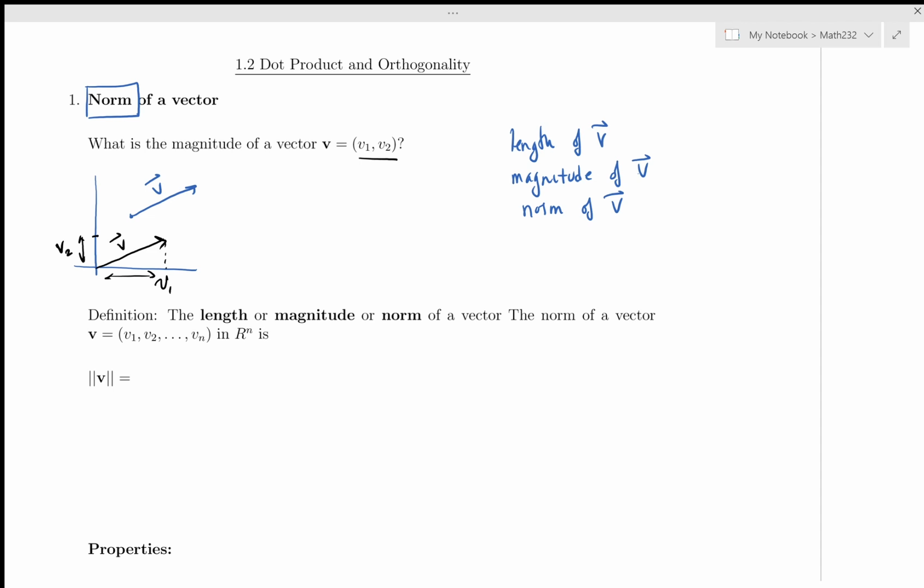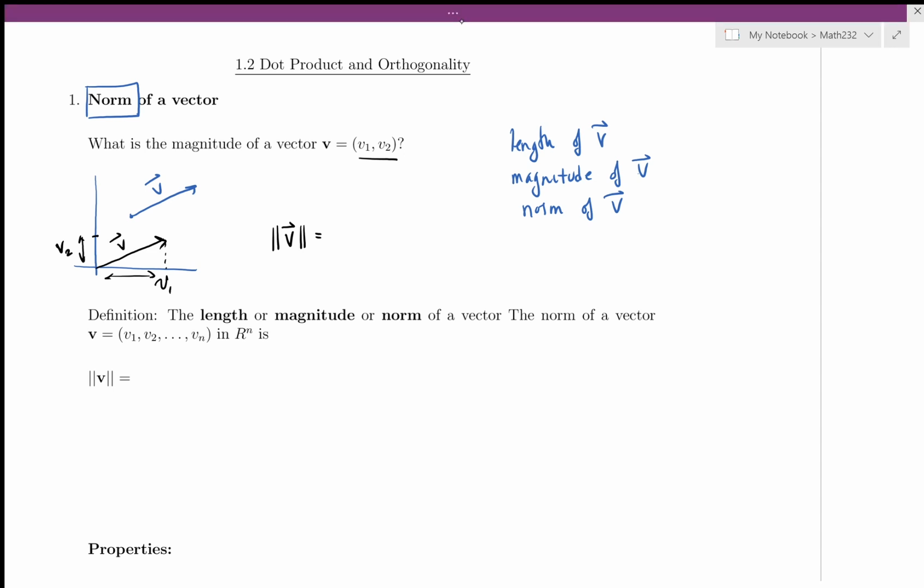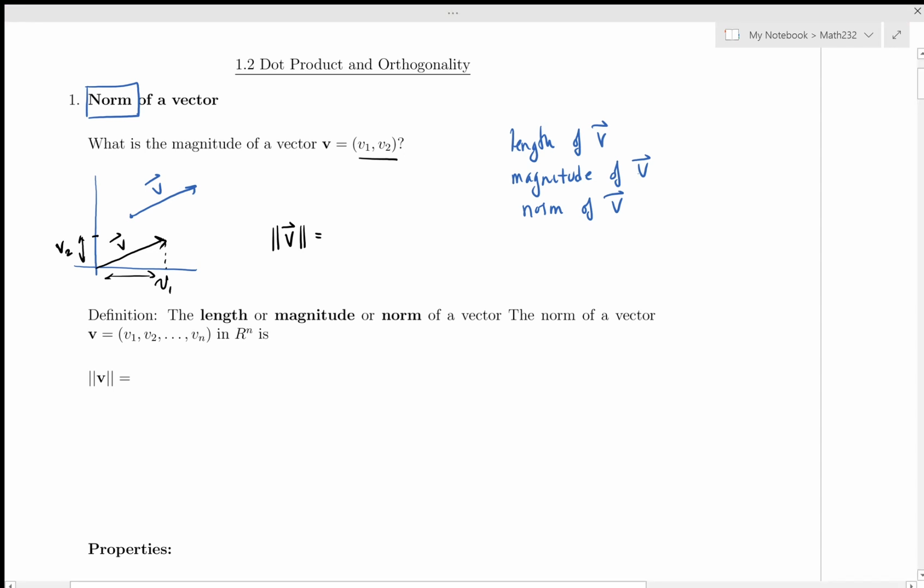The way that we will write the norm is with the double bar. The norm of v is equal to, and let's take a look at this, what is the length of v? We're just going to apply the Pythagorean theorem in that triangle, and that gives the length of the vector v, or as we will also call it interchangeably, the magnitude or the norm. That looks like this: the square root of v1 squared plus v2 squared.